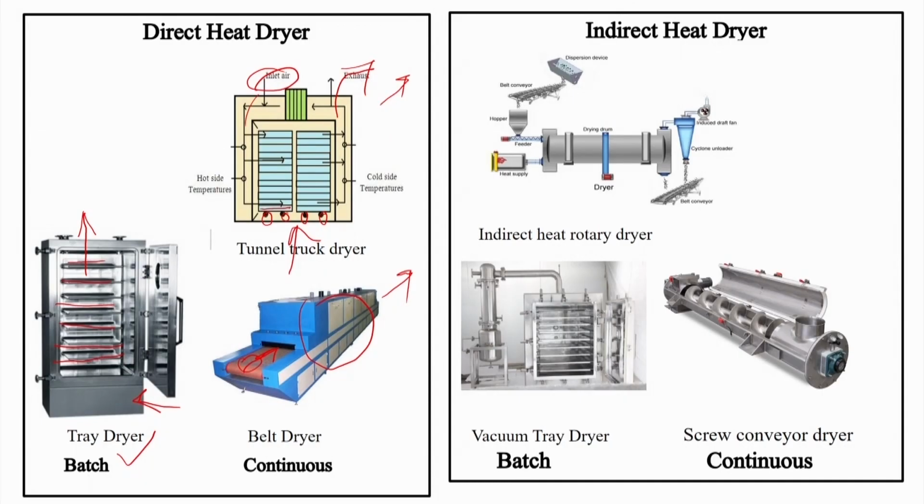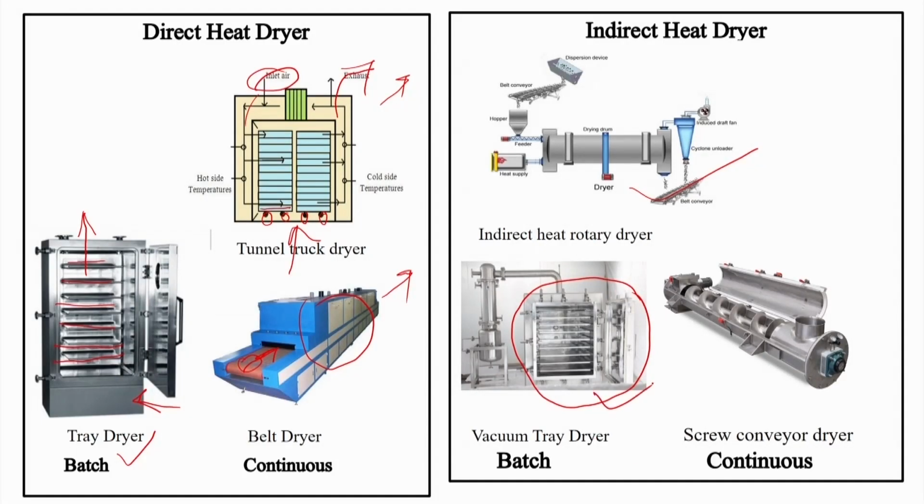In the case of indirect dryers, one is the rotary dryer. Another is the vacuum tray dryer. The tray dryer is there, but vacuum is created, and that is why at low temperature and pressure some drying also takes place in the batch process.